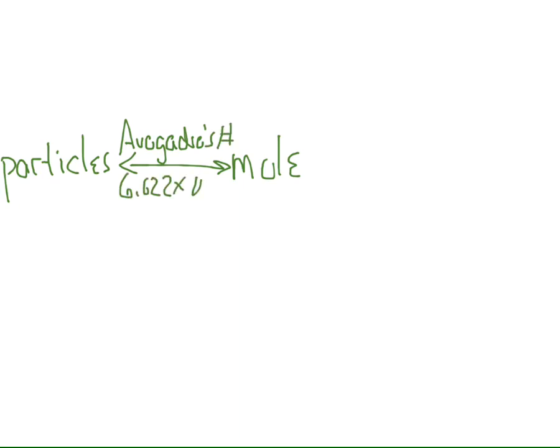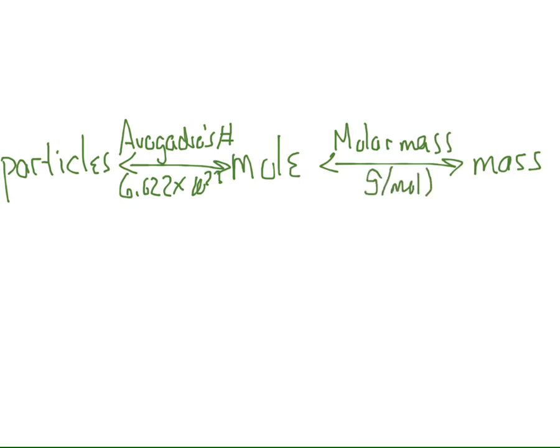6.022 times 10 to the 23rd. And we know we can go from moles to mass. How do we go from moles to mass? Molar mass. Yes, I beat that into your head. We got that down, so we just find it on the periodic table. And now we have a new one. We can do moles into volume of a gas.